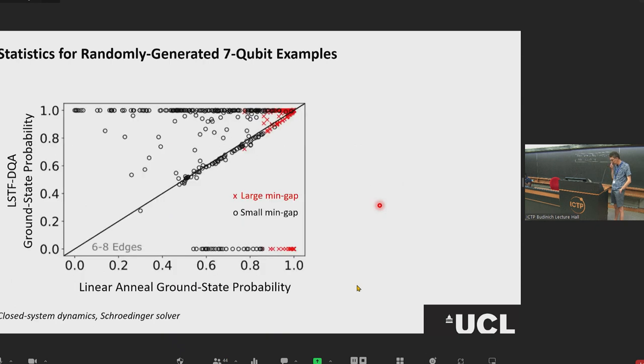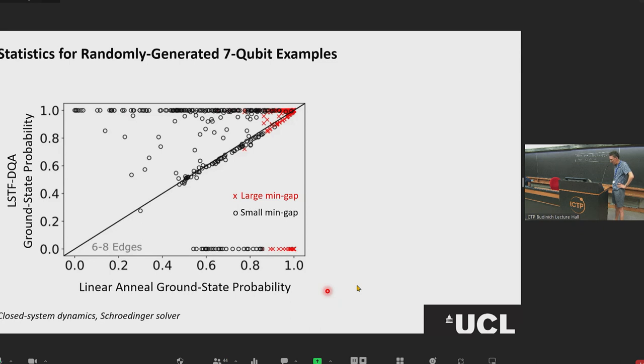Okay, so here's some data. This is, again, simulation data in a closed system dynamics Schrodinger solver, Q-tip specifically. On the y-axis, we've got the ground state probability using this locally suppressed transverse field diabatic quantum annealing technique. And on the x-axis, we've got the ground state probability using a standard linear anneal. So we have 7 qubits, and in this particular instance, we've got between 6 and 8 edges of these randomly generated problems. I think there are 200 or so instances here plotted.